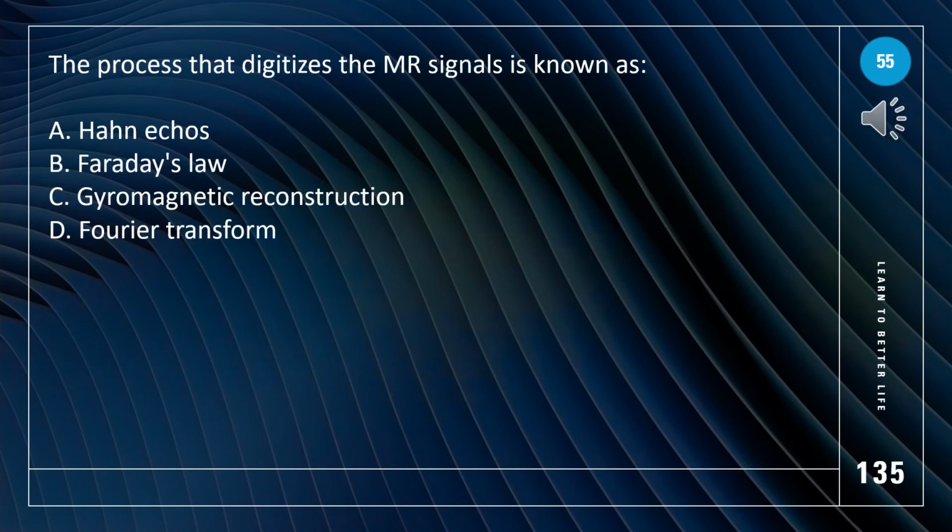The process that digitizes the MR signals is known as A. Hahn echoes. B. Faraday's law. C. Gyromagnetic reconstruction. D. Fourier transform. The answer is D. Fourier transform.